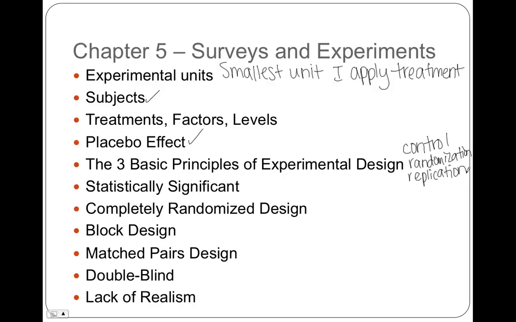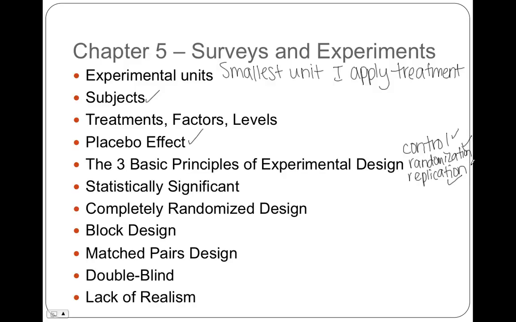Control means I keep everything else the same except for the treatment, okay? So if my treatment is using a certain type of fertilizer on plants, then everything else needs to be the same. They need to get the same sunlight. They need to get the same amount of water. They need to be preferably the same type of plant. Everything needs to be the same except the treatment that I am applying. Randomization means that I randomly assign which experimental units go into which treatment group. Usually that means names or numbers in a hat.